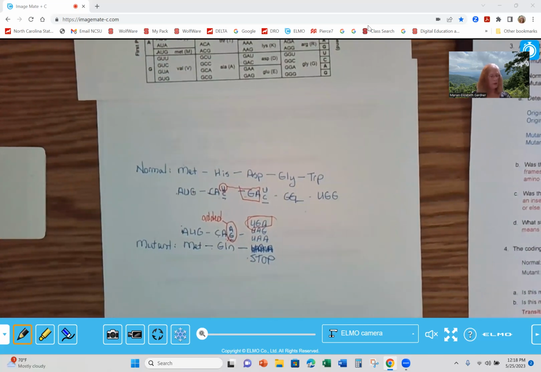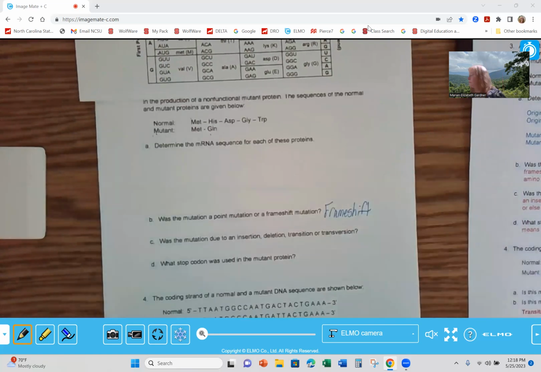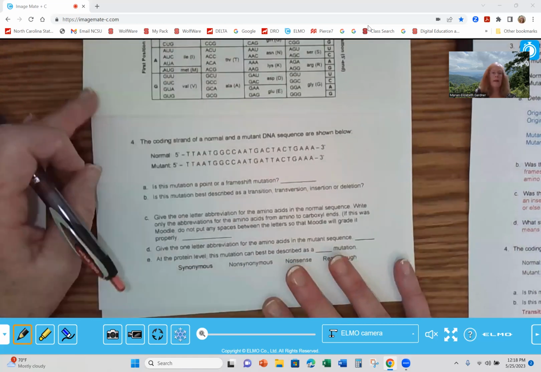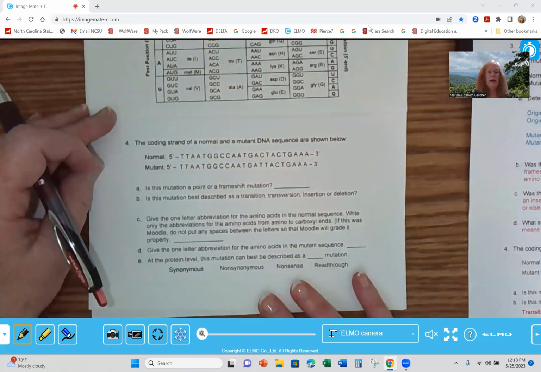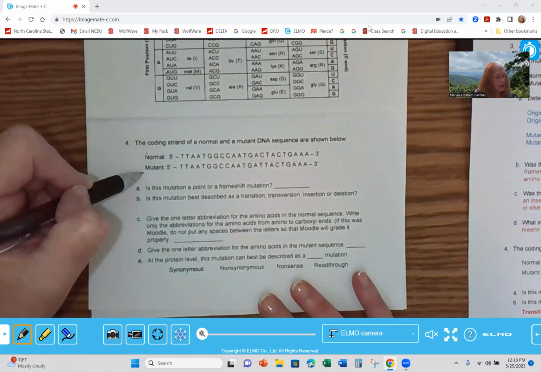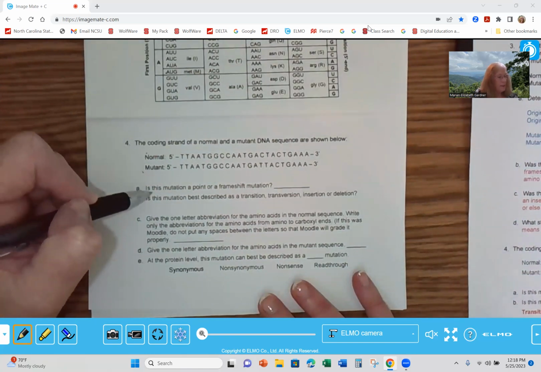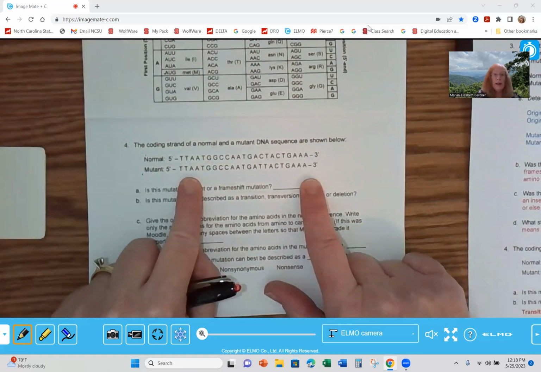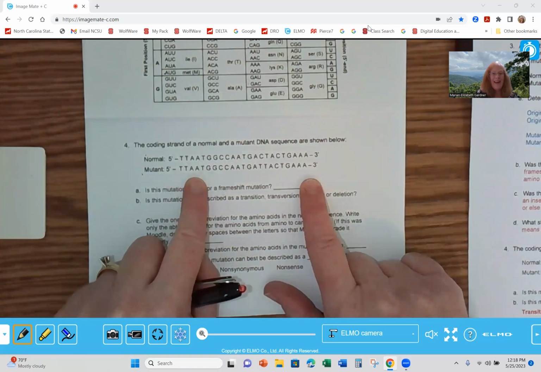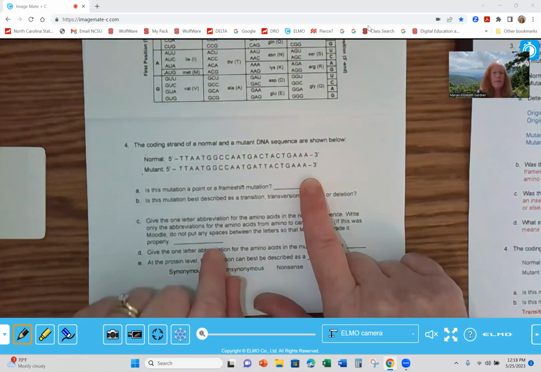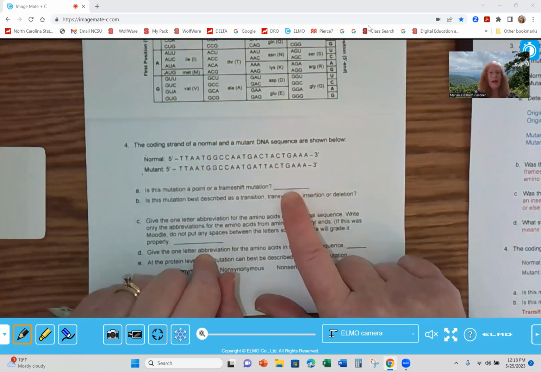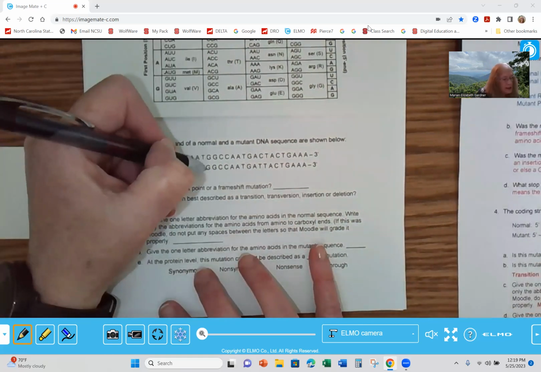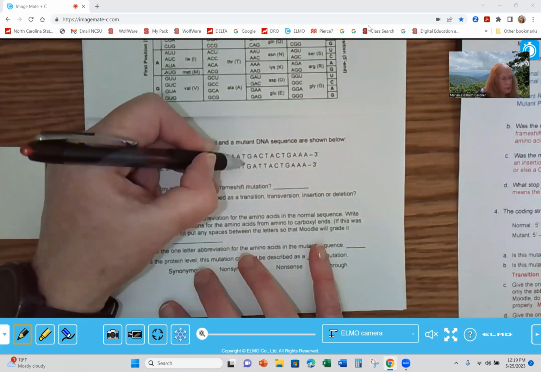Okay, next question. Again, I've got a coding strand of a normal sequence here and a mutant sequence here, and ask if this is a point or a frameshift mutation. Well, these don't line up perfectly, but they line up pretty closely. They look to be the same length. So I'm suspecting that this will be a point mutation because one's not longer and one's not shorter. So let's compare these sequences and see if we can find something that differs between them.